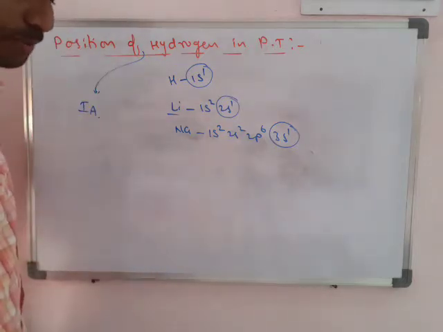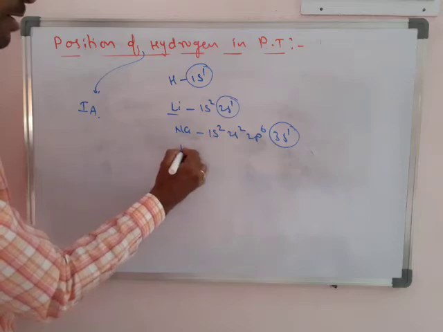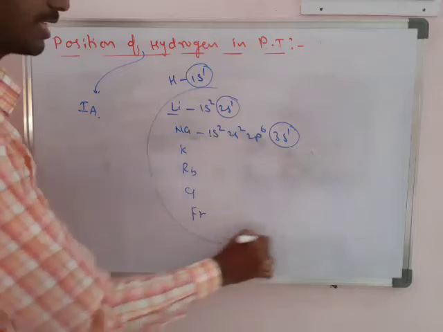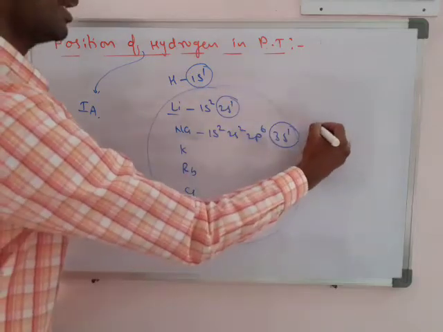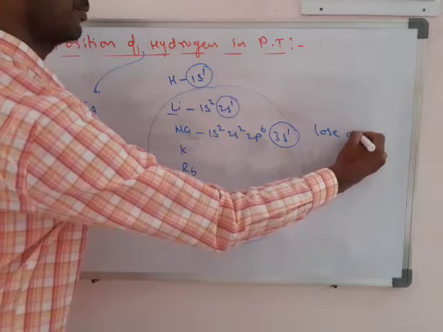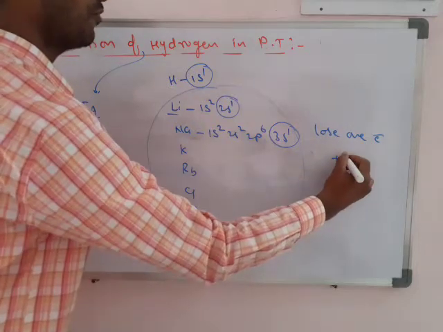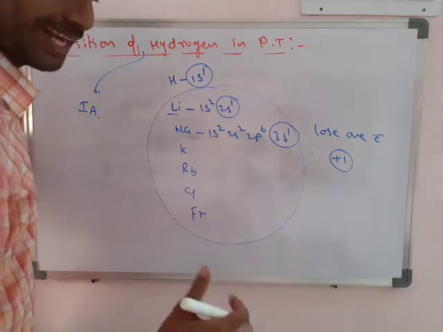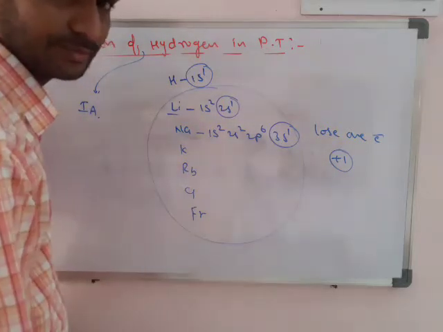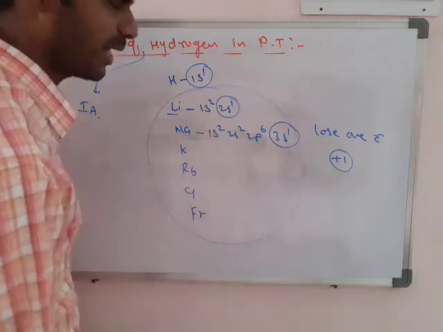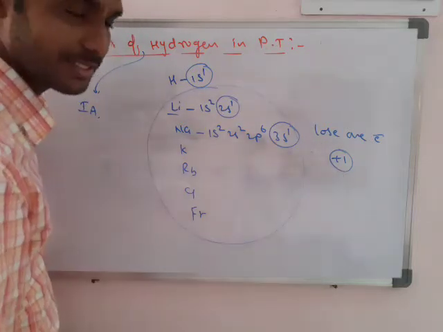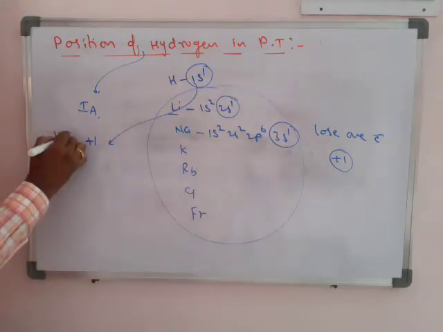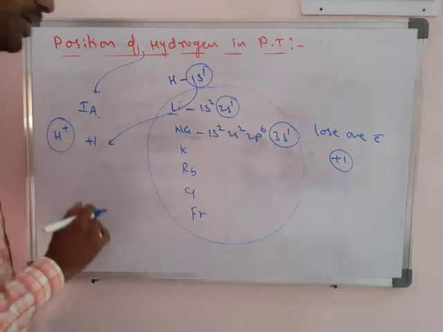Next, one more important thing: lithium, sodium, potassium, rubidium, cesium, francium. All these elements we know are ready to lose one electron. They lose one electron and form a +1 oxidation number. Losing one electron means a negative charge is gone, so automatically the positive charge increases. Okay, so they are ready to lose one electron and form the +1 oxidation state. In the same way hydrogen also forms +1, and we treat it as H+. It is also ready to form H+.